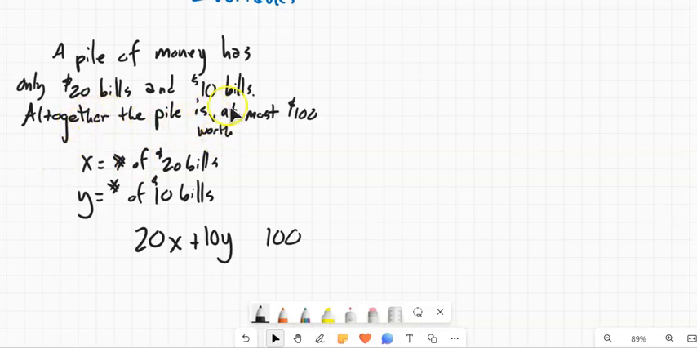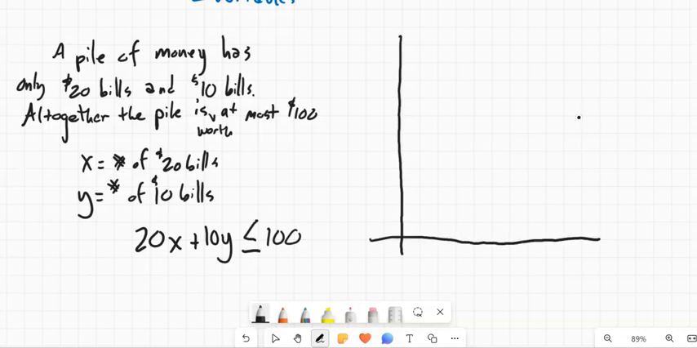Altogether, the pile is worth at most $100. At most. So it could be $100, but it can't be more than $100. So I'm going to say this is less than or equal to 100. Great. So then now what I've got to do is sketch a graph of this relationship. I let X be the number of $20 bills, Y be the number of tens.